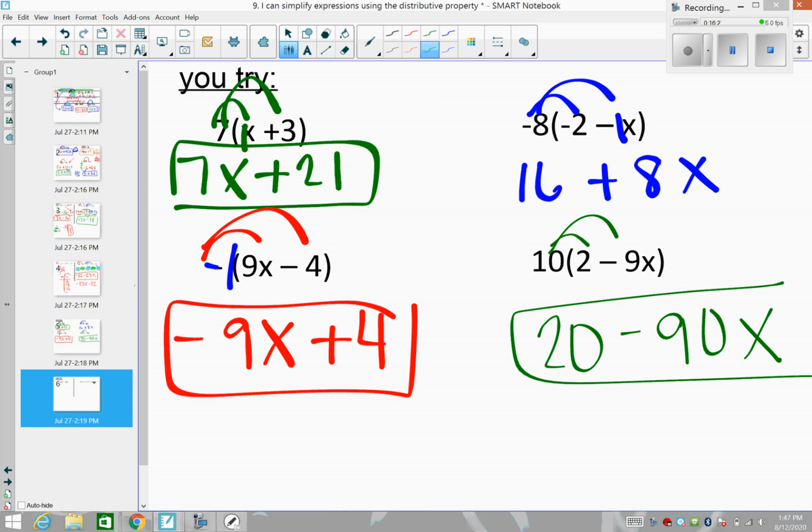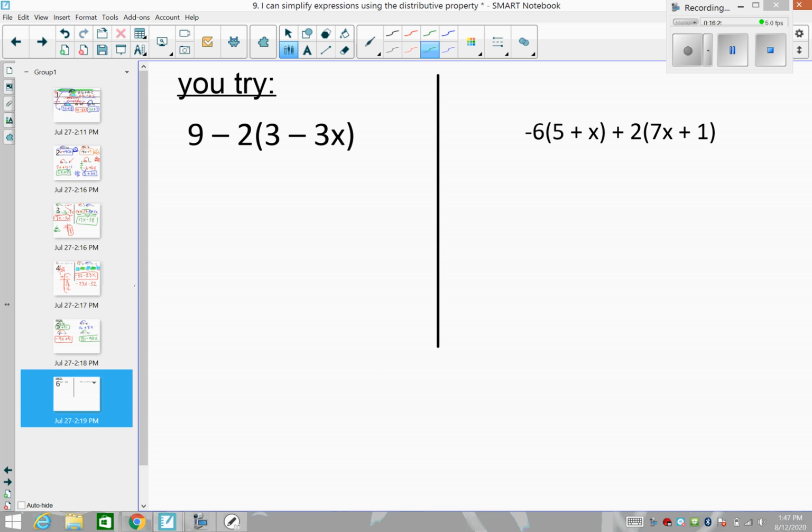And the last 2 problems are here. They're a little more challenging, so let's give it a shot. You pause the video. I want you to try both of those. Make sure that you only use the distributive property with the number next to the parenthesis. When you push play, I'll go over those. So pause that video and give them a shot.